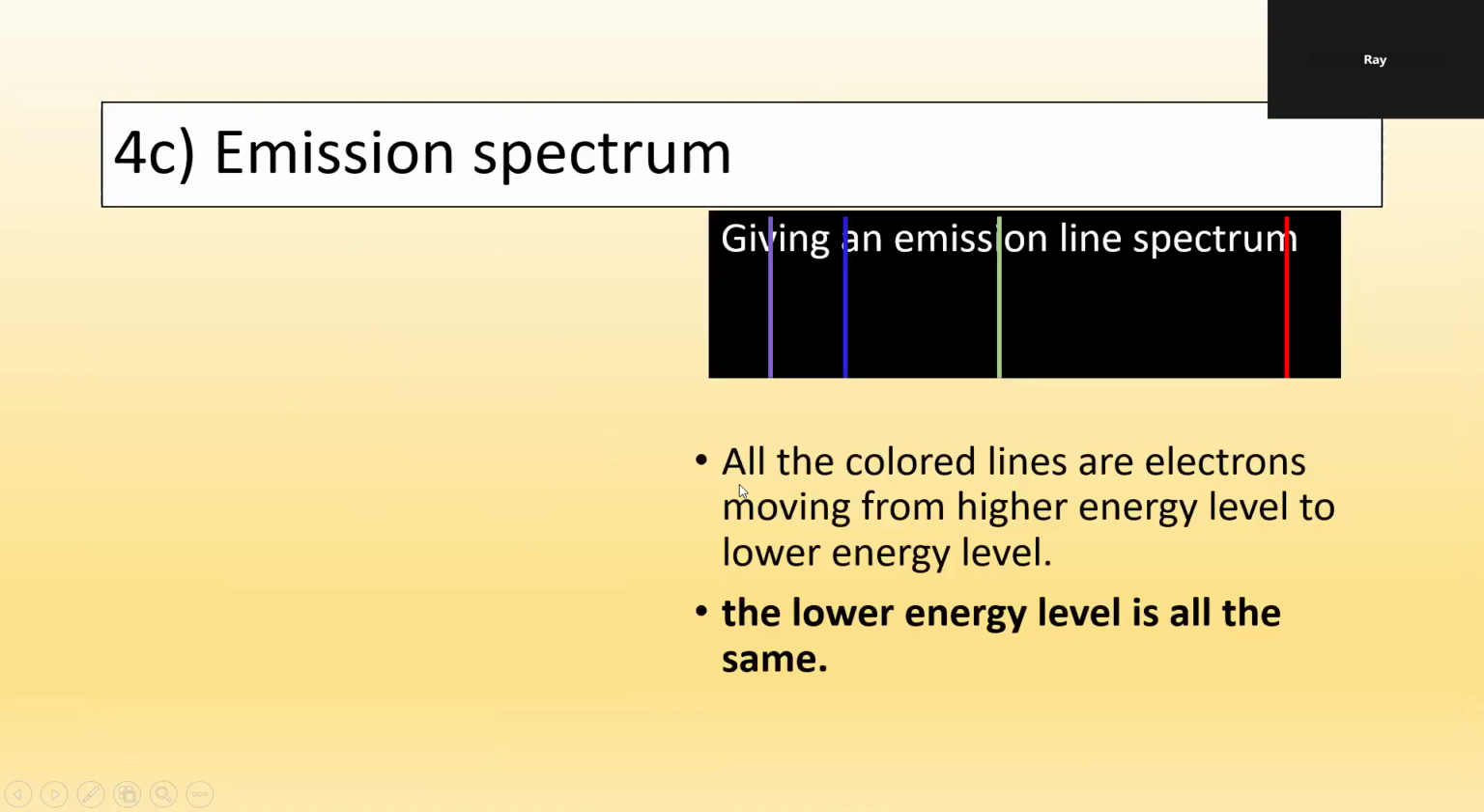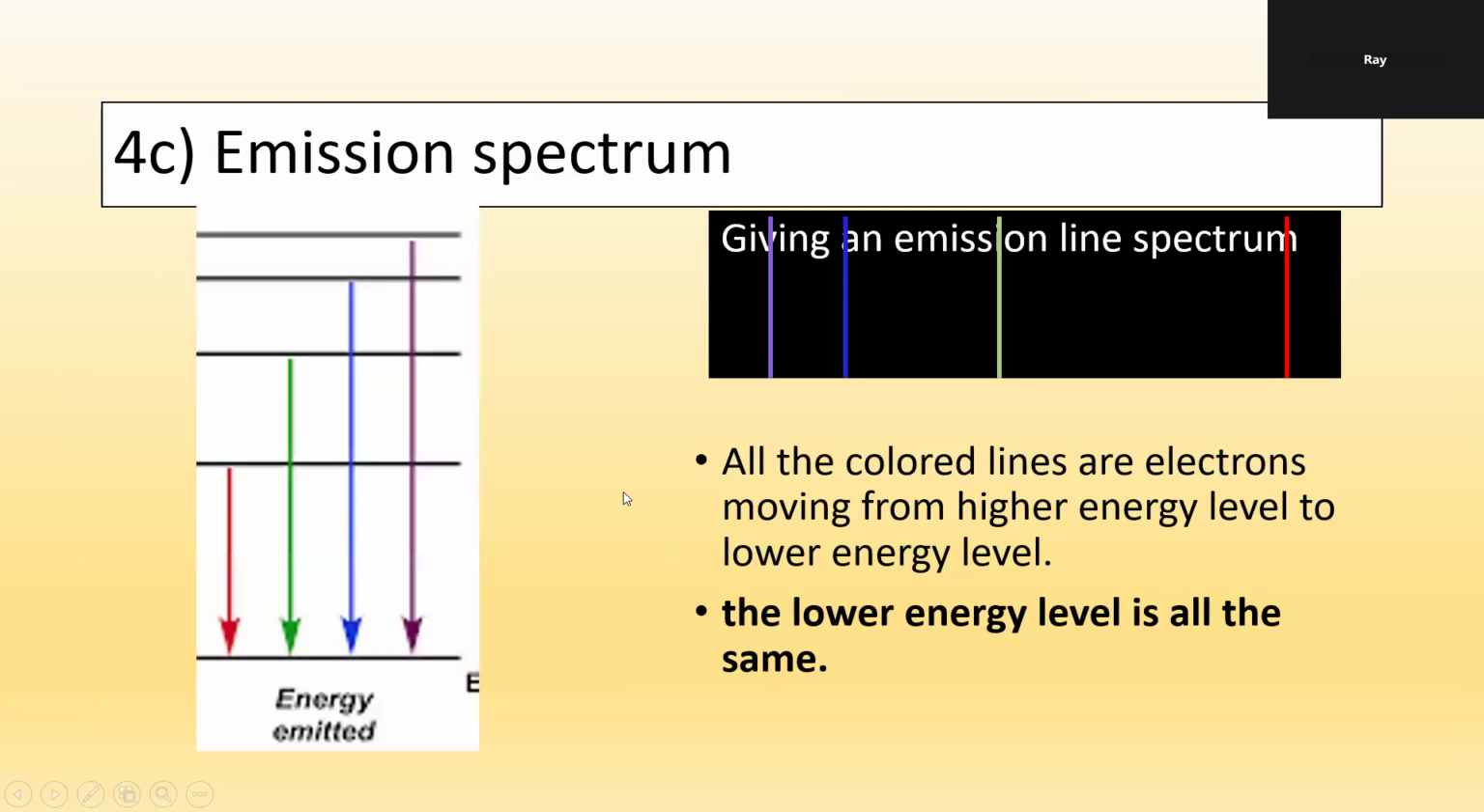All the colored lines are electrons moving from a higher energy level to a lower energy level. The lower energy level is all the same. This is the lowest energy level. This is a different color line. Right? Red one. This is the red one. This is the green one. Right? More energy, higher frequency, shorter wavelength. And this is the energy of the energy level.